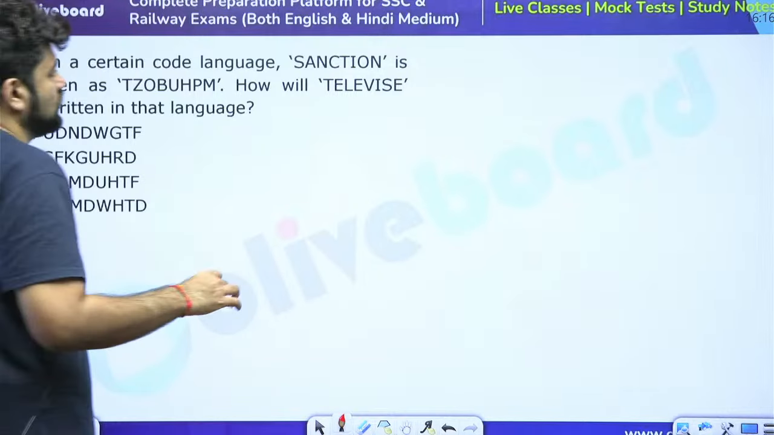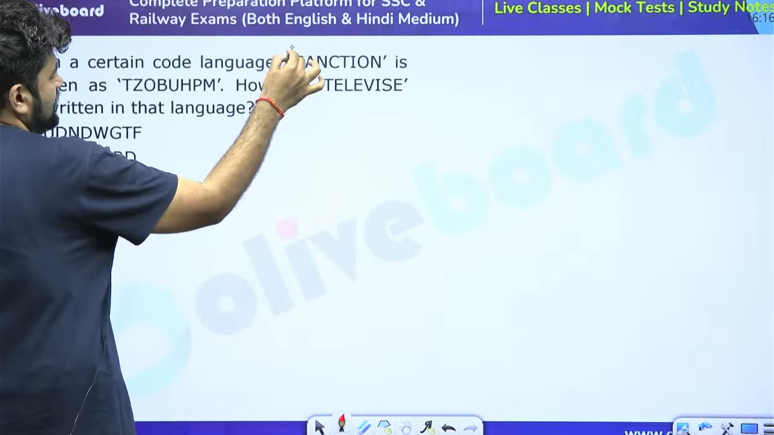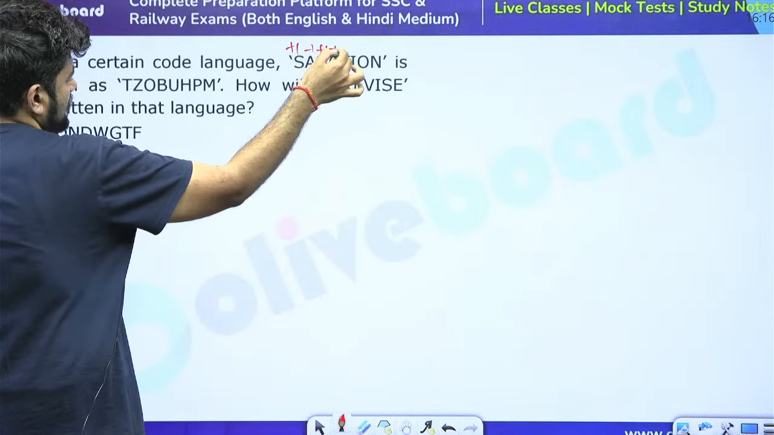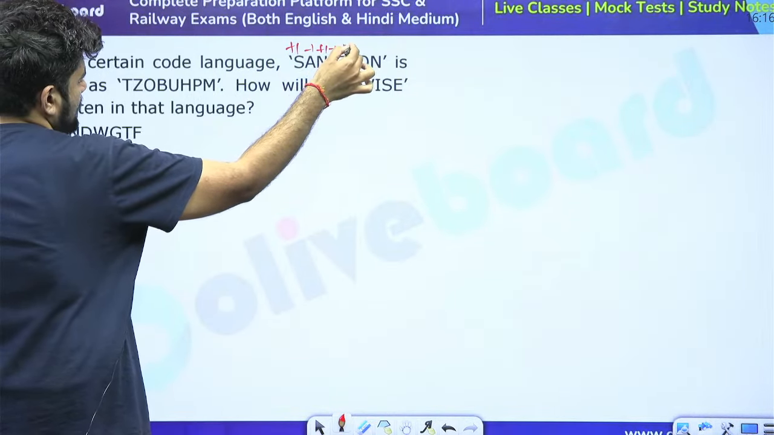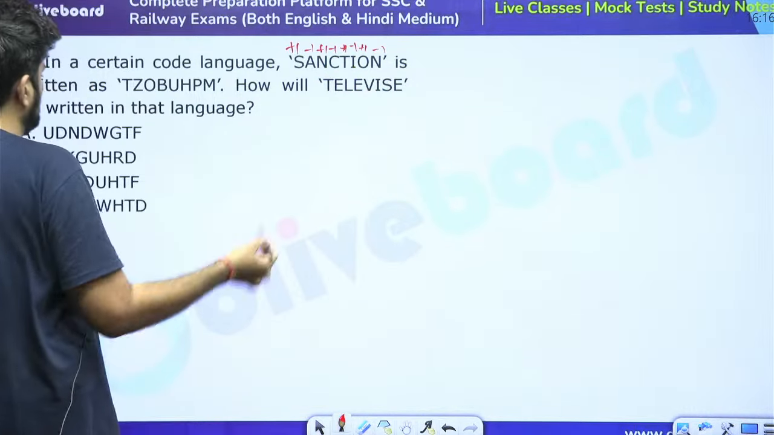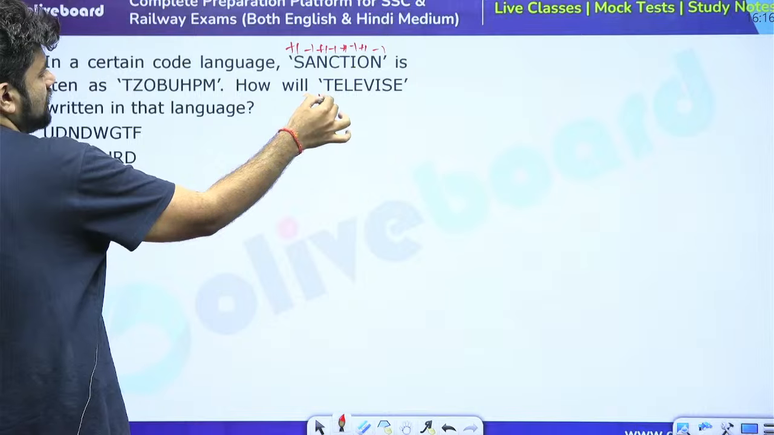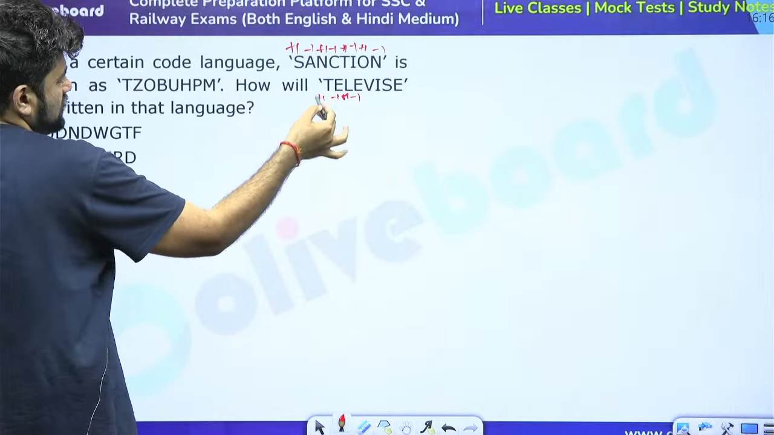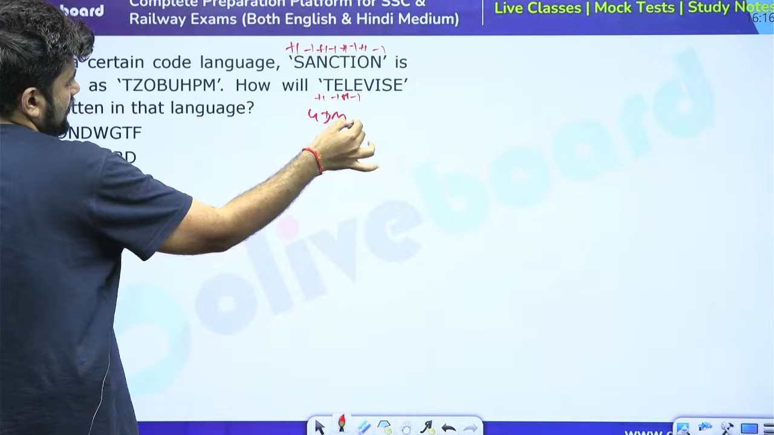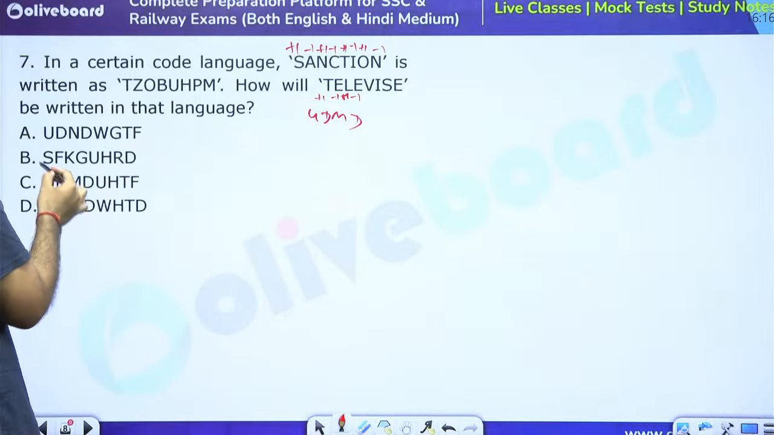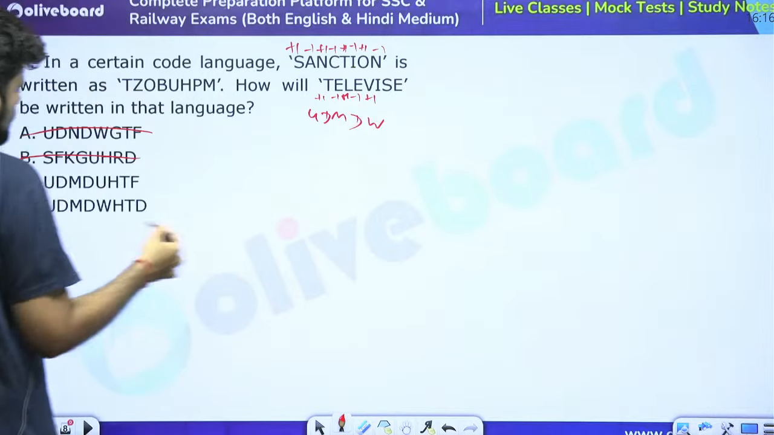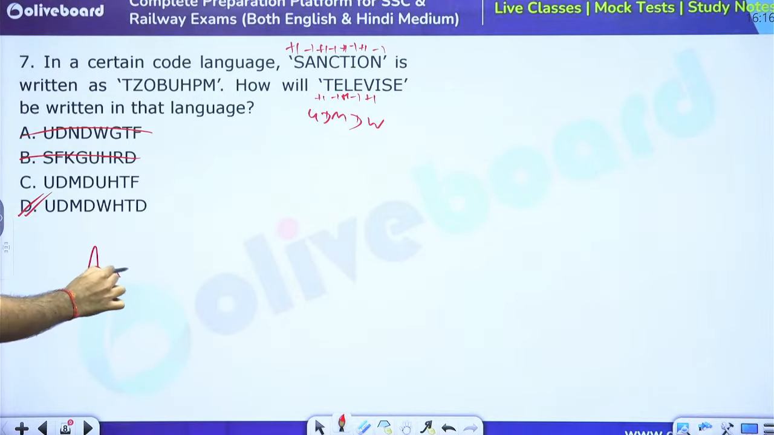Sanction is coded as this. So what is happening? 19 plus 1, this is minus 1, 14 plus 1, 3 minus 1, 20 plus 1, 8, 9 minus 1, 12, 15 plus 1, 14 minus 1. Okay. So plus 1, minus 1, plus 1, minus 1. Just do this. 20, 21, D, 12, 13 and D, UDMD. Option D. Okay.